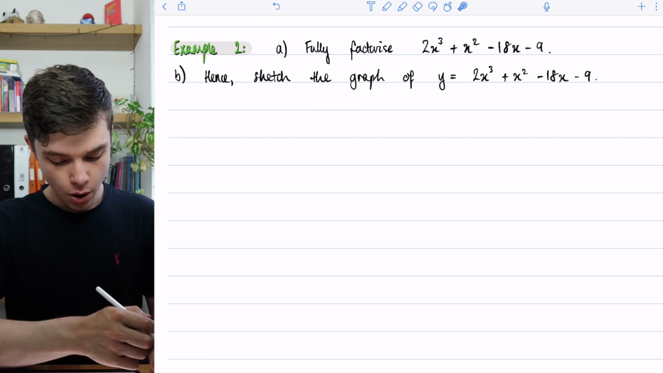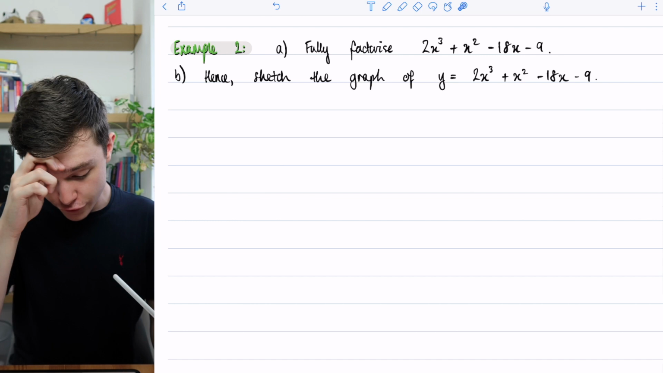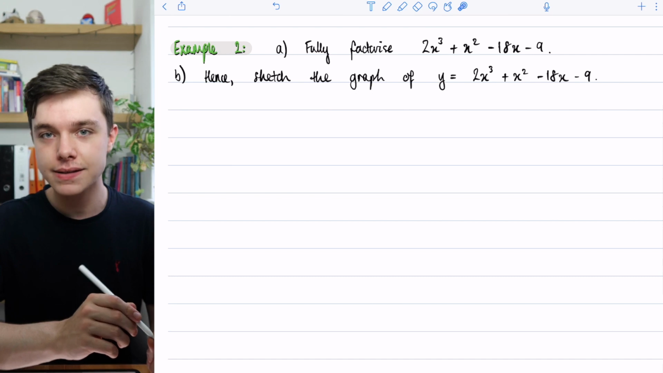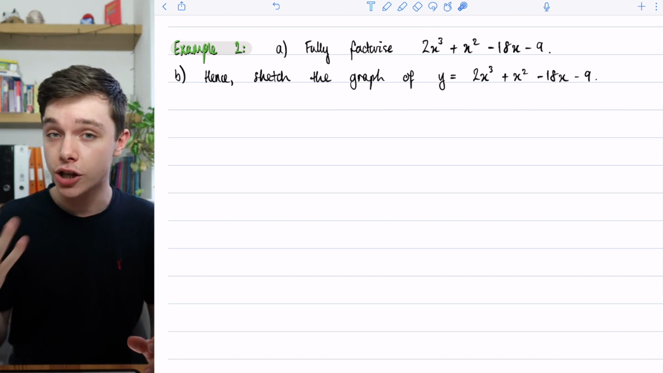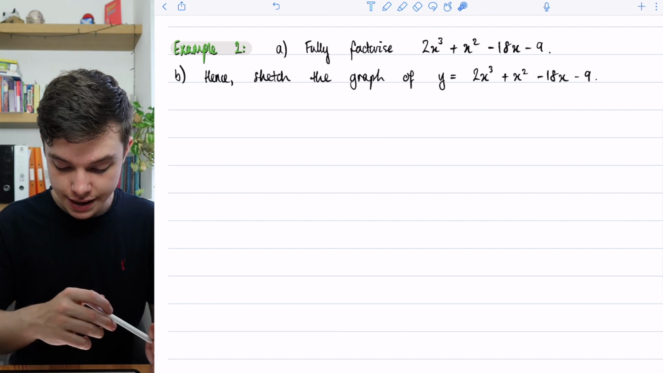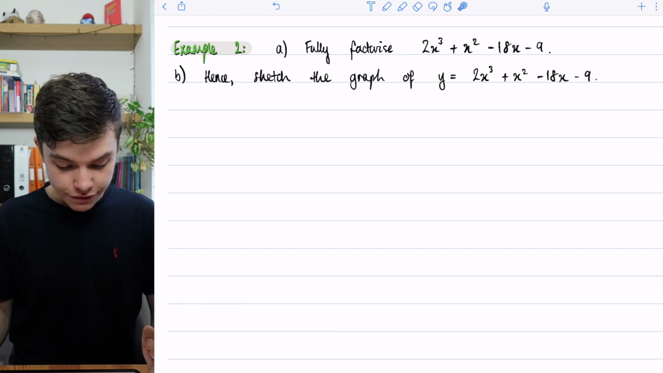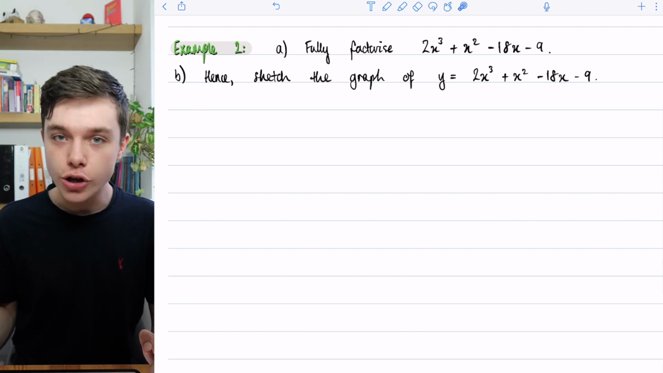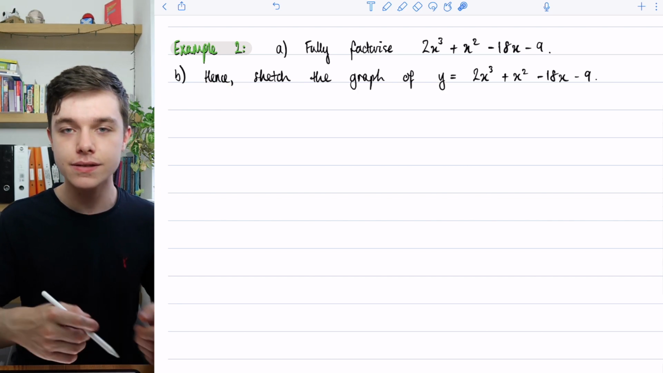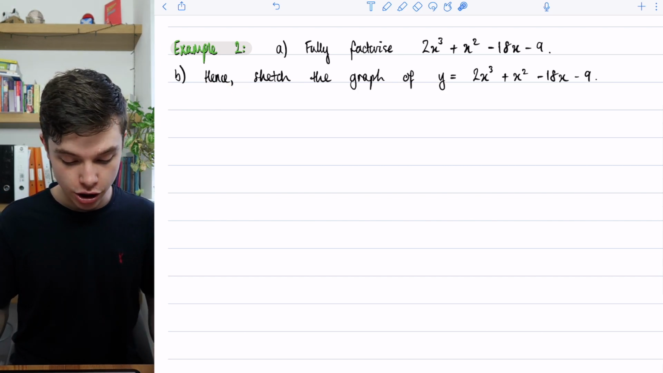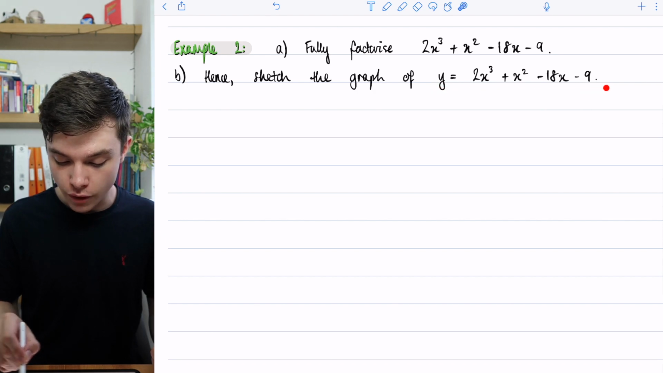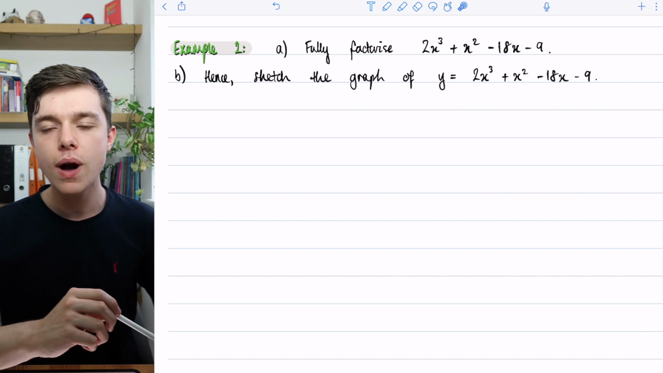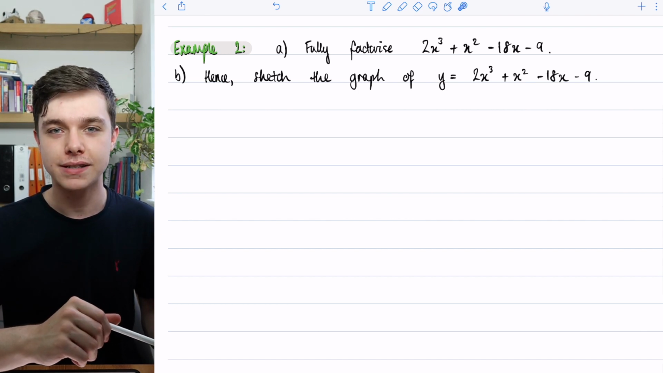So example 2, we've got 2 parts. Part A says fully factorise 2x cubed plus x squared minus 18x minus 9. So it's a cubic. This time we've got a 2 at the start of our cubic. Won't make much of a difference. So see what you can do with factorising that. And then if you can, use your answer because it says hence, so do part A, get your factorised cubic, and then sketch the graph of y is equal to the cubic in part A. Okay, so pause and have a go, and press play, and we'll work through the answer.